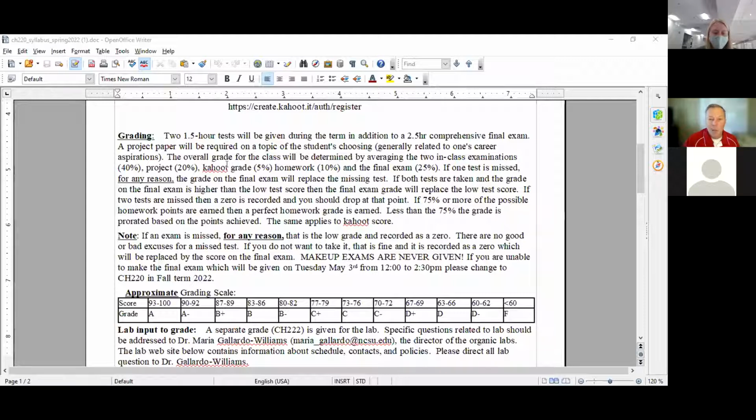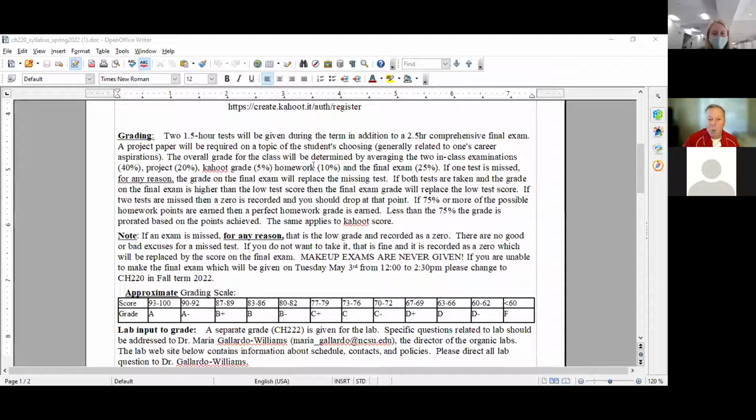As long as you get 75% or more of the possible Kahoot or homework points, I will consider that a perfect grade. You get all the credit for that Kahoot. So you get the full 5 percentage points if you can make 75% of the 100% points. Now, what if you don't make it? That's okay. It's prorated. So if you only make 70% of the 75, it's 70 divided by 75 times 100. That's how much you would get. So you get like 4.2 points.